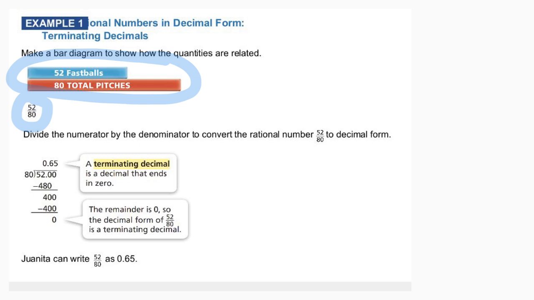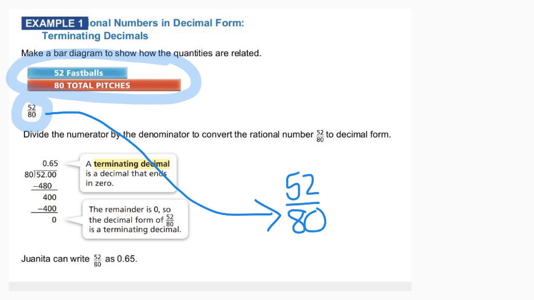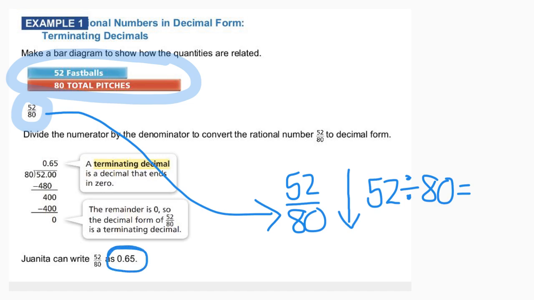Now your book goes back to long division. We're not going to do long division this year. I'm going to let you use a calculator for it instead. So let's talk about how you're going to go from this fraction to its equivalent decimal. You are going to start with the top and work your way down. You're going to start with 52. You're going to hit your division key. You're going to hit 80, and then you're going to hit equals. And your final answer will be 0 and 65 hundredths.